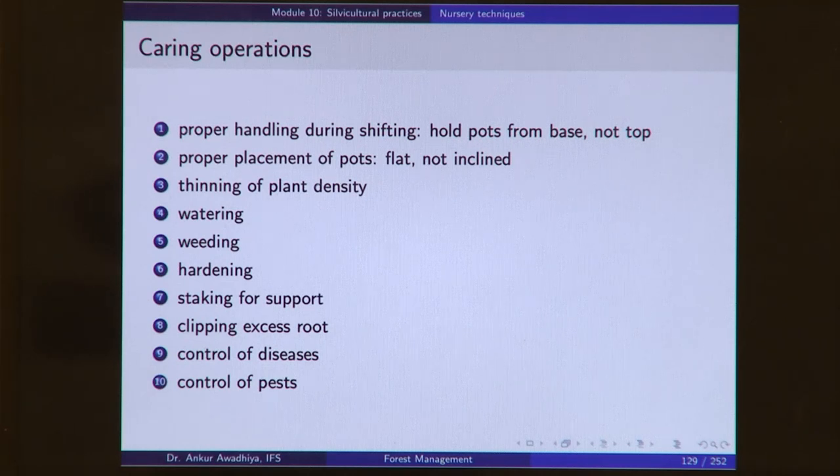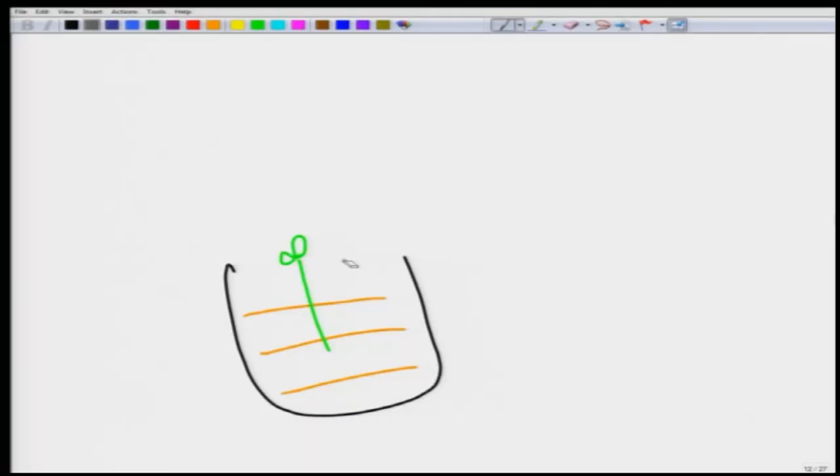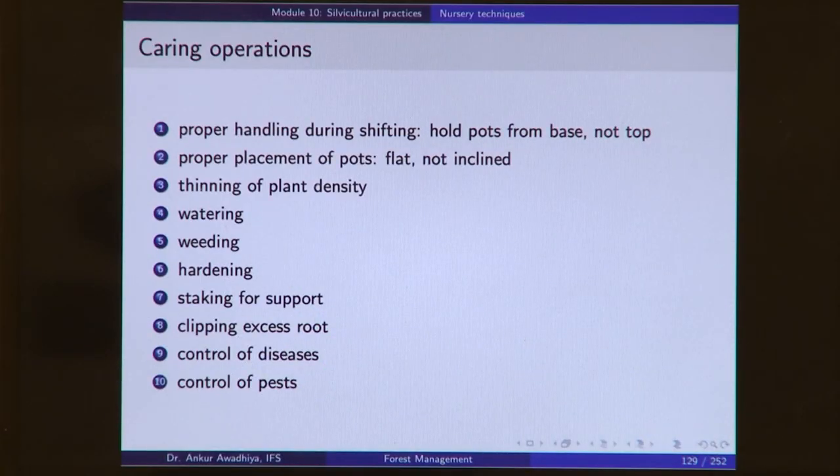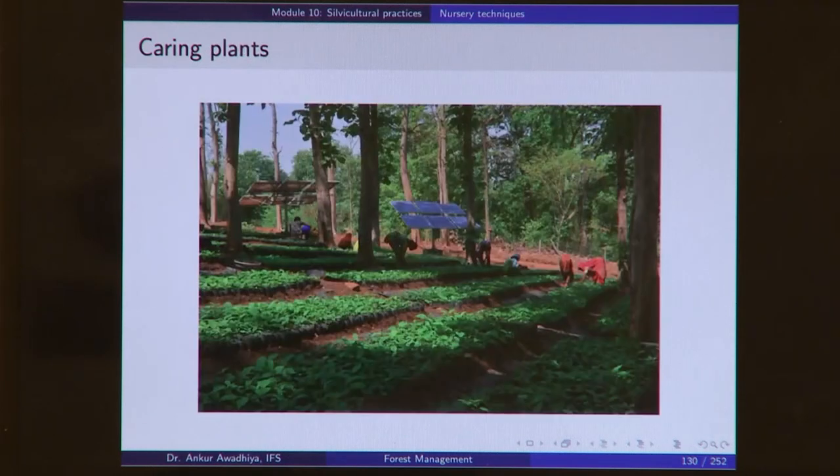Clipping of excess roots. So, in the case of a plant, suppose the roots have come out of the polythene bag, then they will need to be clipped at this point, and this clipping is also a curing operation to prevent the rotting or the killing of the roots on exposure to air. Then control of diseases and control of pests by the use of insecticides, pesticides and so on.